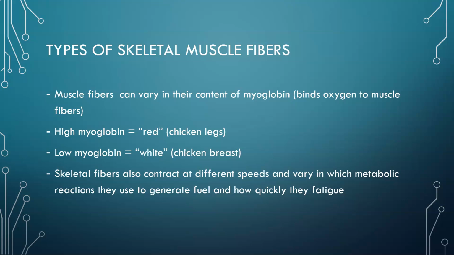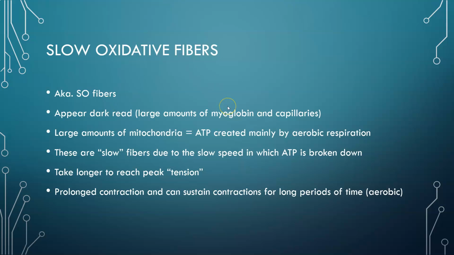Also, within the variation of skeletal muscle fibers, we find that some muscle fibers contract very quickly and others contract very slowly. So we say skeletal fibers also contract at different speeds and vary in which metabolic reactions they use to generate fuel and how quickly they fatigue. Considering contraction speed and amounts of myoglobin, between the two of them there are various ways that muscle fibers contract. So we're going to break them down into their names.